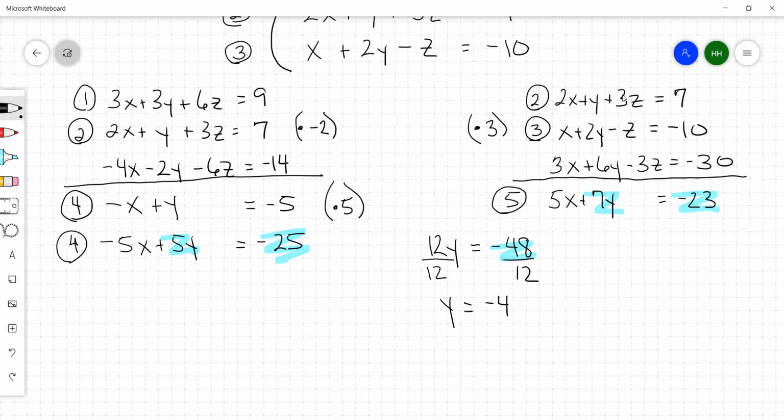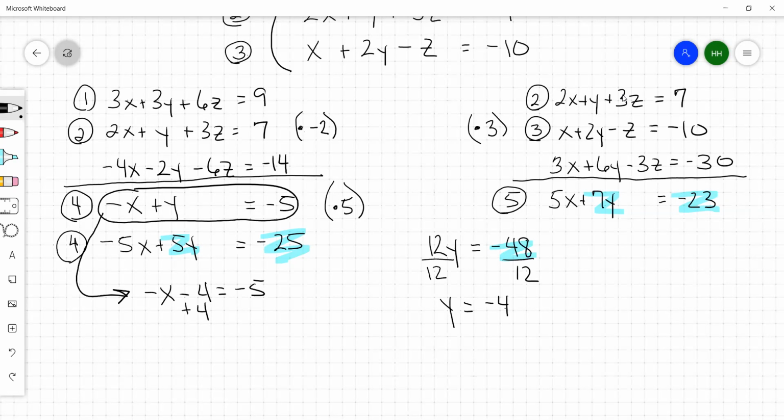Now I can go back to any, well, not any equation. I need to go back to an equation that has 2 variables in it, and I substitute the negative 4. So I'm going to go back to right here, this equation. I'm going to rewrite it down here, and where there's a y, I'm going to put a negative 4. So negative x minus 4 equals negative 5. Solve for x.